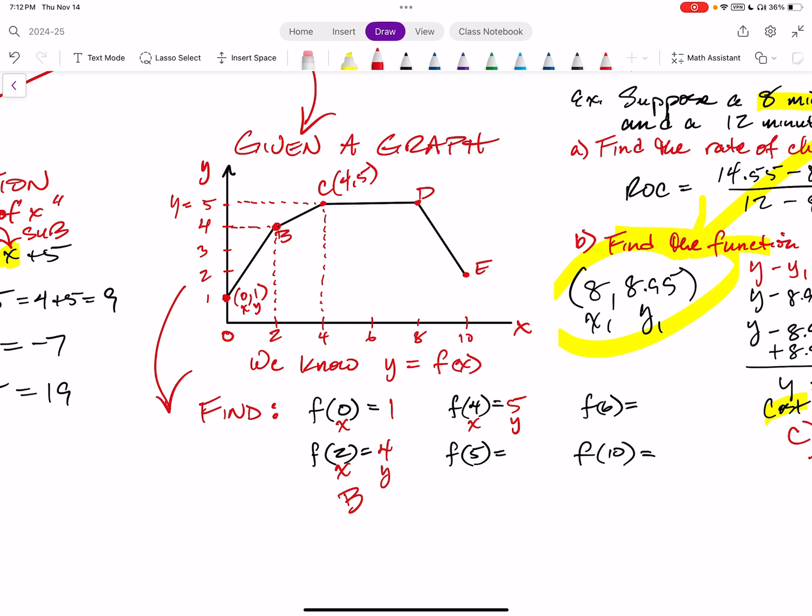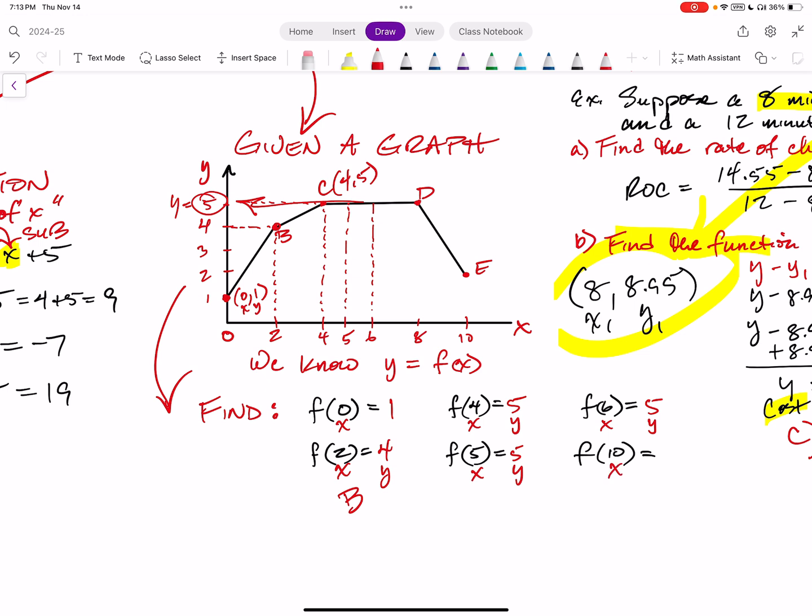If I ask you what f of 5 is, I said, hey, find the y value when x is 5. Well, 5 is right here. So label 5, go up to the graph, and then look left. Ooh, and y is 5 again. Why? Because it's horizontal right there. It's the same height. Now when x is 6, you're trying to find f of 6, you go up to the graph, look left, and guess what? It's 5 again. Holy cow, so y is 5 again. Why? Because it's constant right there. It's horizontal. It doesn't change.